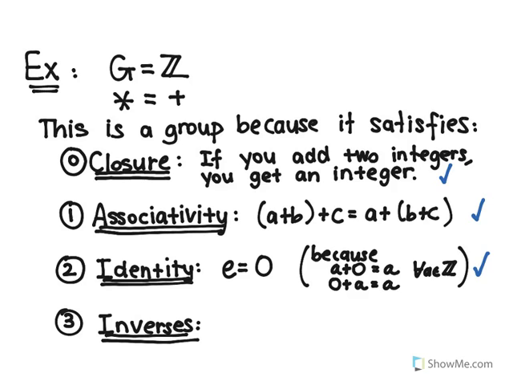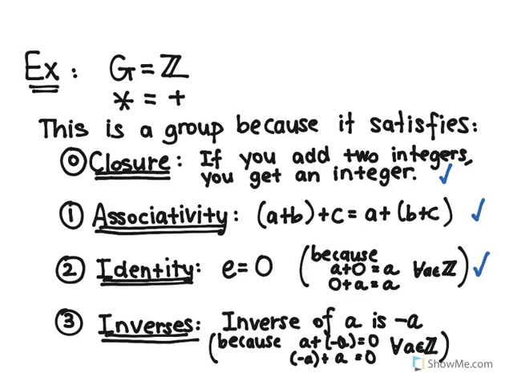And the last axiom is about inverses. The inverse of an integer a should be an integer that I can add to a and get the identity, which we now know is 0. What could I add to a to get 0? Well, the answer is negative a. So every integer has an inverse, namely its negative, so that checks the third and final axiom. We've confirmed that the integers with the operation of addition are indeed a group.